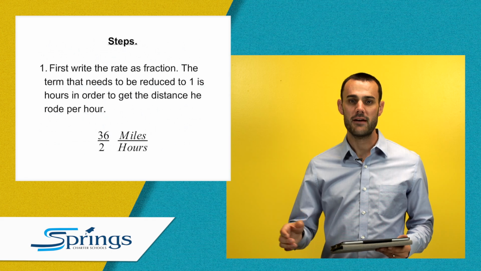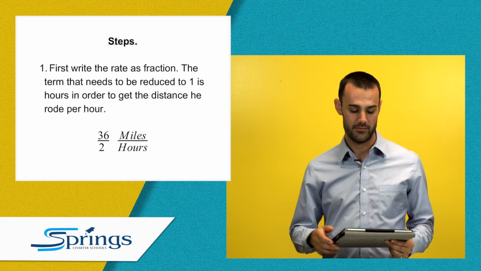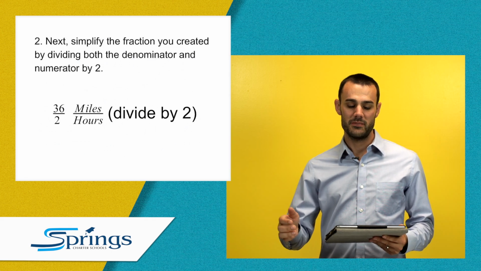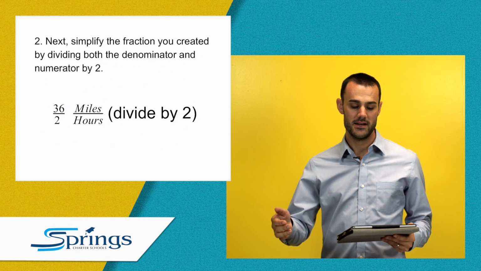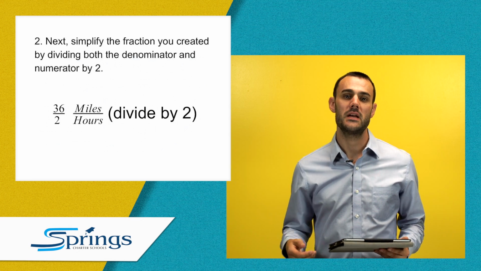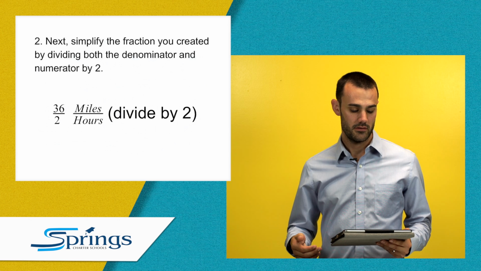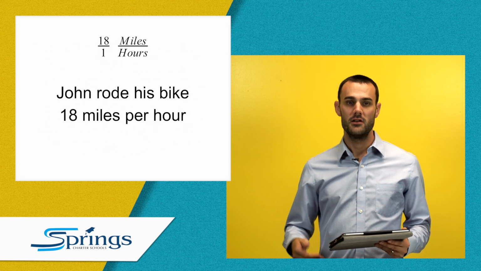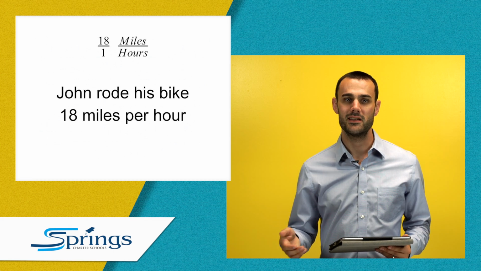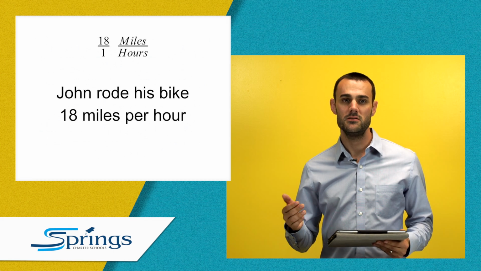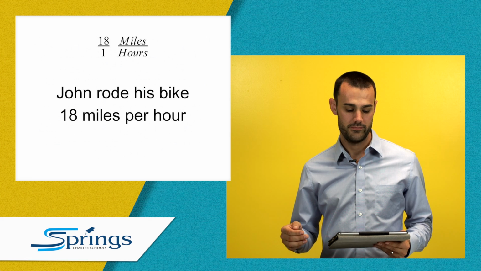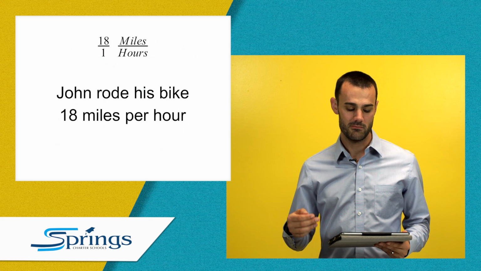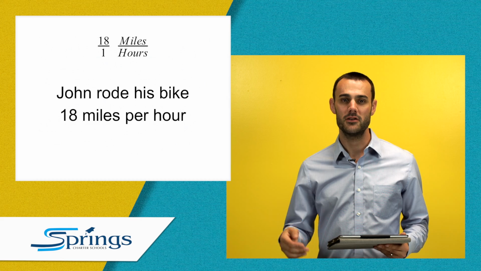Okay, so when we have that fraction, we're going to go ahead and simplify it. Next, to simplify the fraction, we divide by the denominator. In this case, we have the number 2. So we're going to divide both the top and the bottom by 2. When I divide 36 by 2, I get 18. And when I divide 2 by 2, I get 1. So we can see clearly here that John rode his bike at 18 miles per hour.